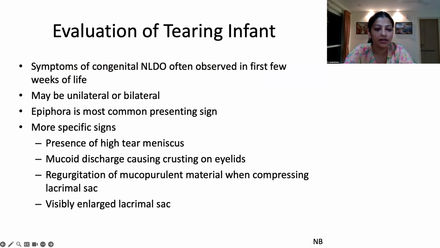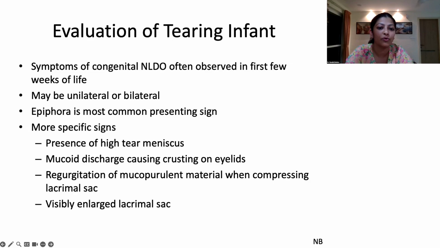So when you see a child with NLDO, what do you ask the parents? The first thing is, when did you first observe watering? Now, as we know, it can either be immediately at birth or a few days after. So usually if you ask the parents, they would say that the watering started maybe a month or so after the birth of the kid. Now it can be unilateral or bilateral. And the most common presentation is watering from the eye.